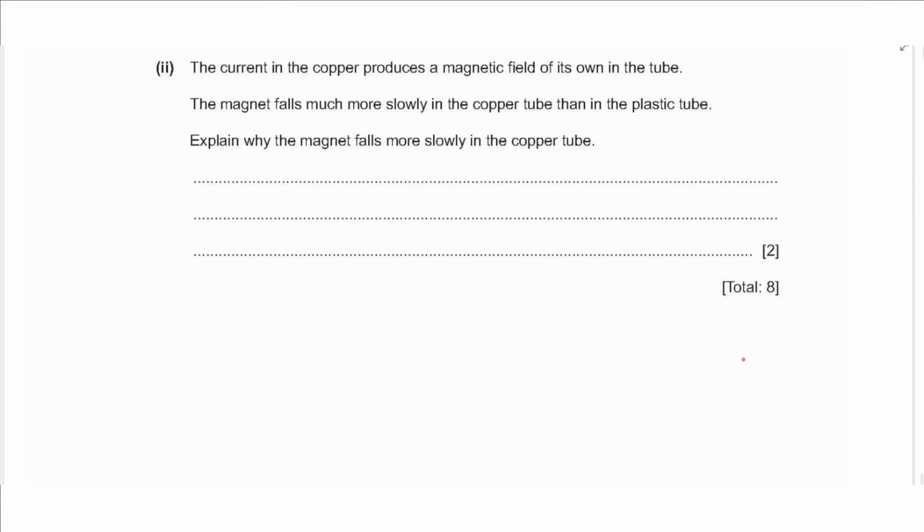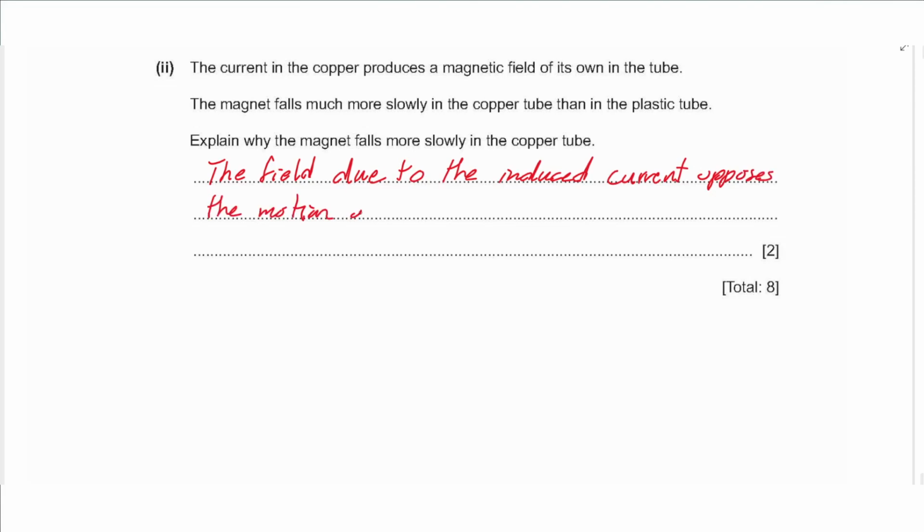Part II says the current in the copper produces a magnetic field of its own in the tube. The magnet falls much more slowly in the copper tube than in the plastic tube. Explain why the magnet falls more slowly in the copper tube. So the field, due to the induced current, opposes the motion of the magnet, or we can say that it creates a resistive force upwards against the motion of the magnet. This is according to Lenz's law.